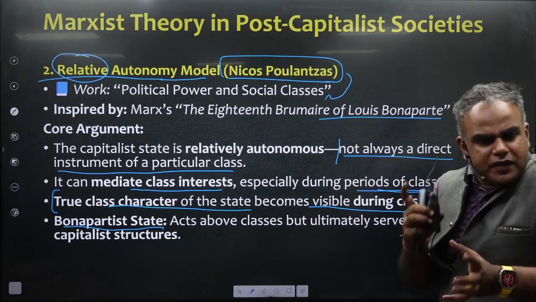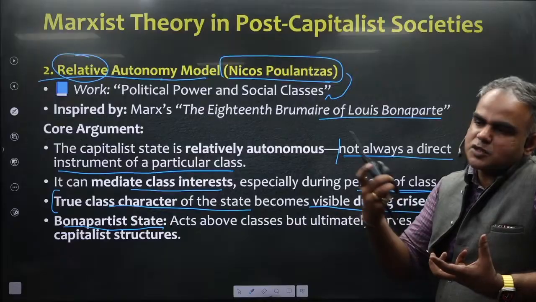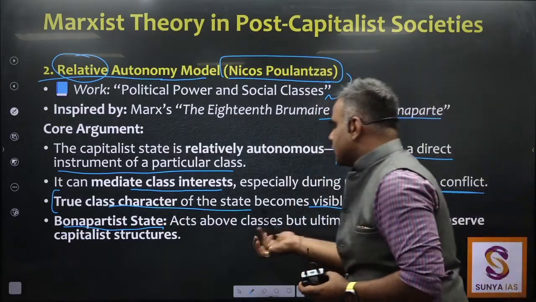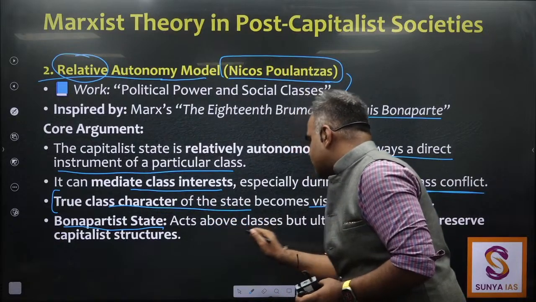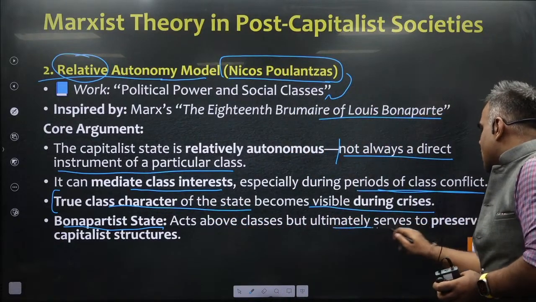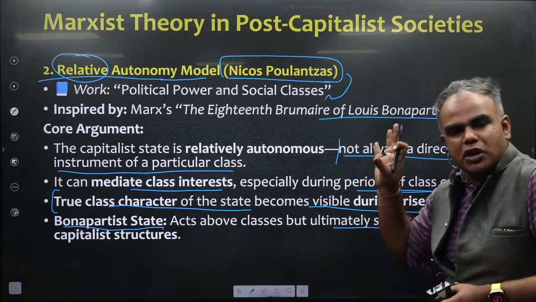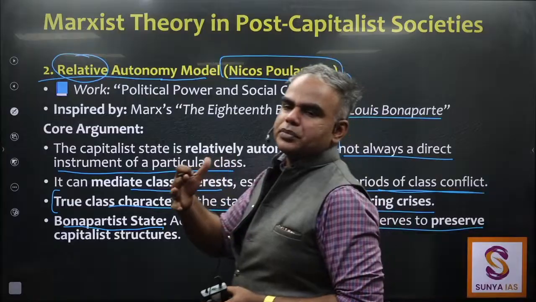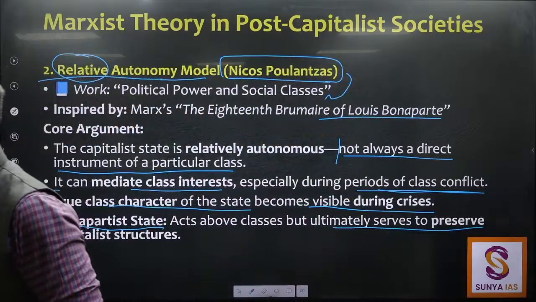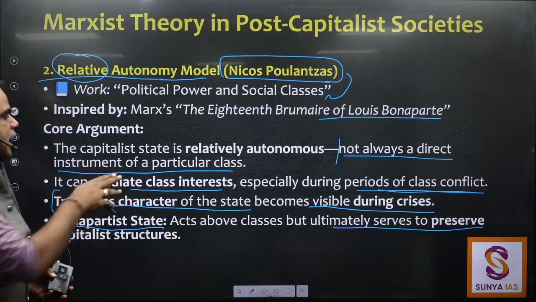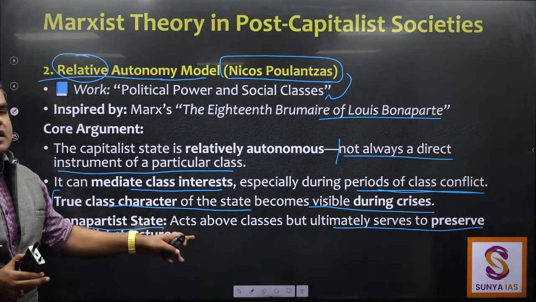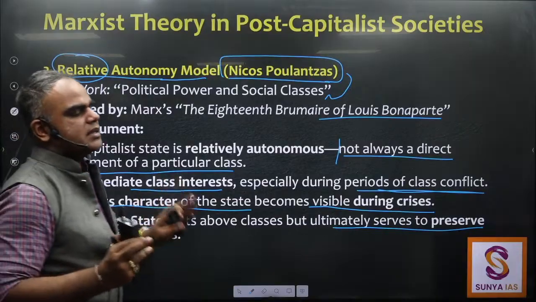So again, there is a difference in the conception of Marxist as well as the liberal theory of state. I hope these two are clear to you. Now what is the Bonapartist state? They will act above the classes, but ultimately serve the capitalist structure. So in normal times, it appears that they are neutral, that they are autonomous. But in times of crisis, when there is a harsh time, they will always serve and preserve the capitalist class structure.